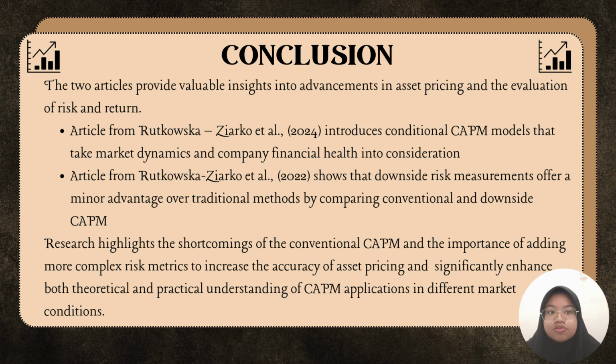It introduced a conditional CAPM model that takes market dynamics and company financial health into consideration, emphasizing the integration of accounting data and downside risk metrics. Compared to the article from 2022, which shows that downside risk measurement offers a minor advantage over traditional methods by comparing the conventional and downside CAPM approaches with a focus on the London Stock Exchange, LSE.